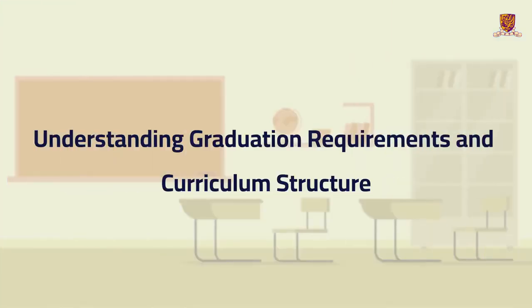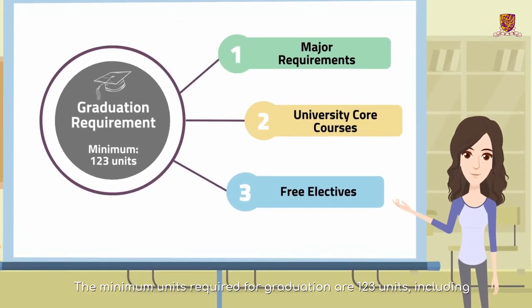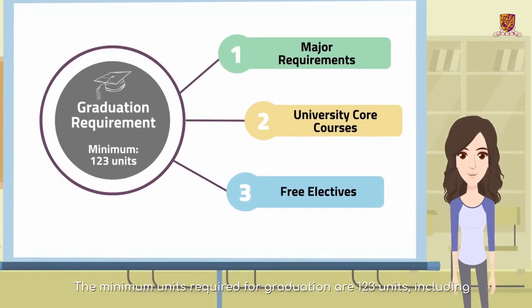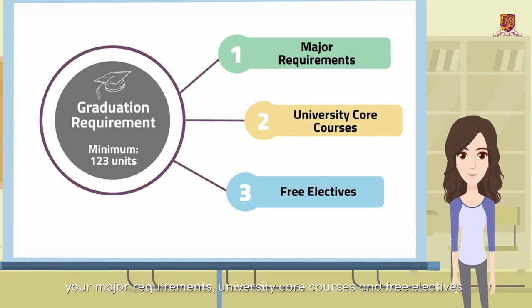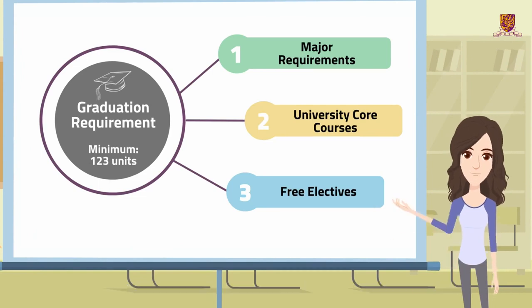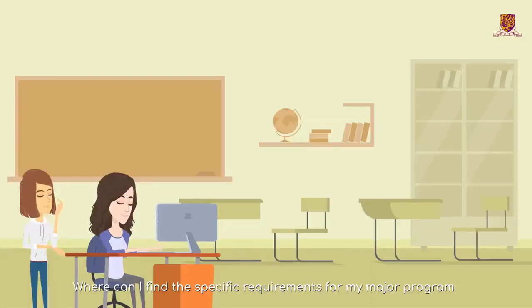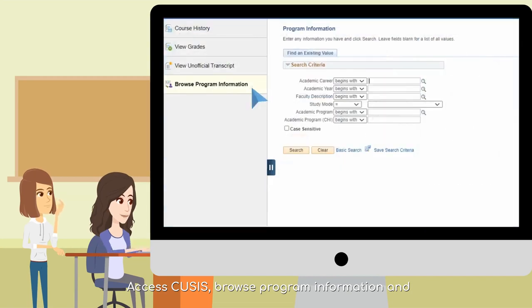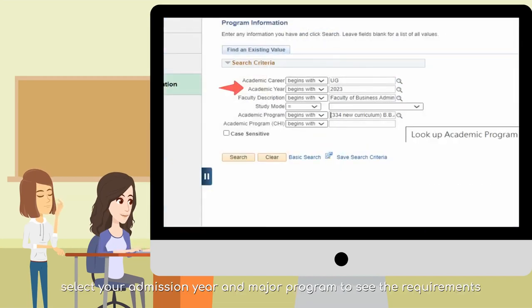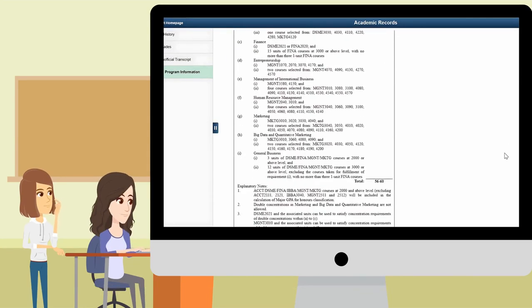Understanding graduation requirements and curriculum structure. The minimum units required for graduation are 123 units, including your major requirements, university core courses, and free electives. Where can I find the specific requirements for my major program? Access CUHK, browse program information, and select your admission year and major program to see the requirements.